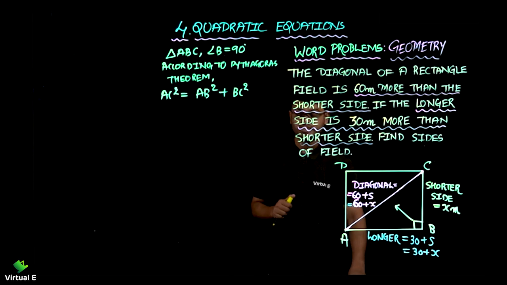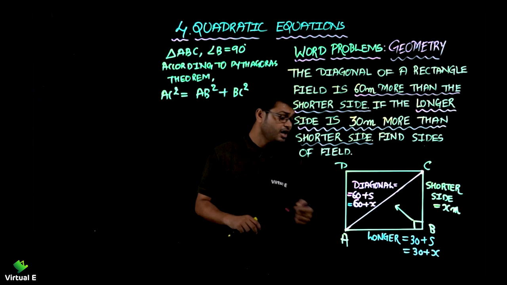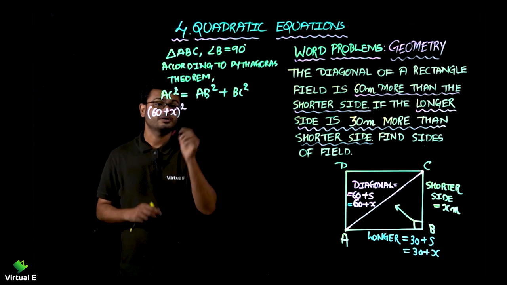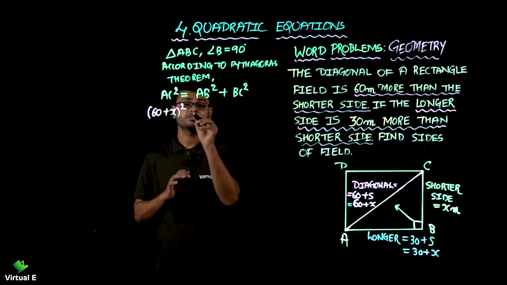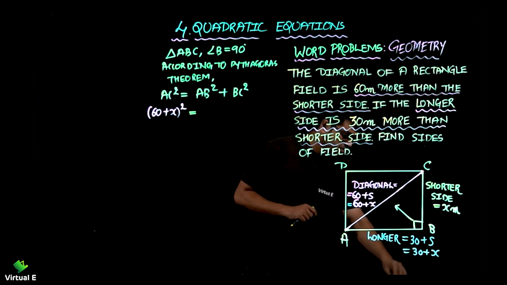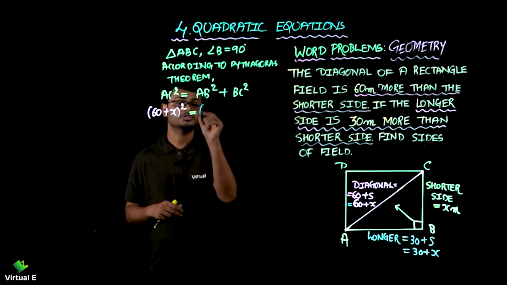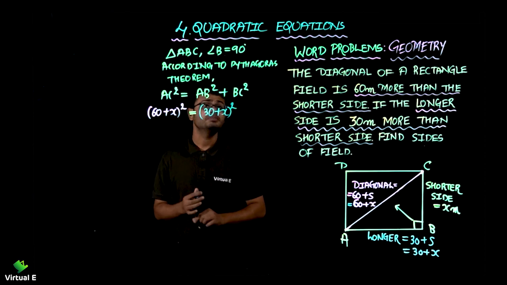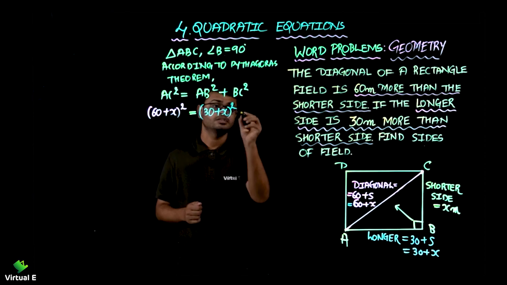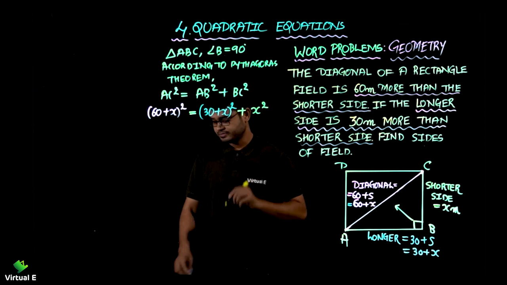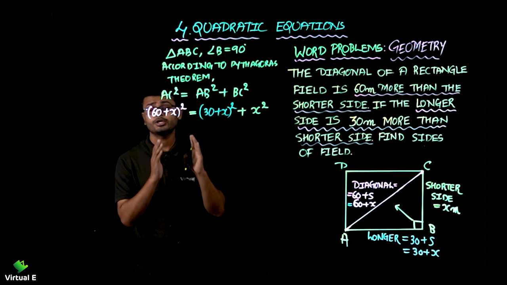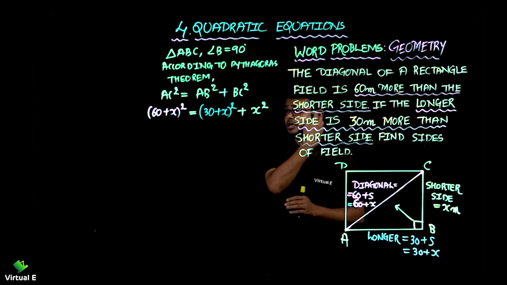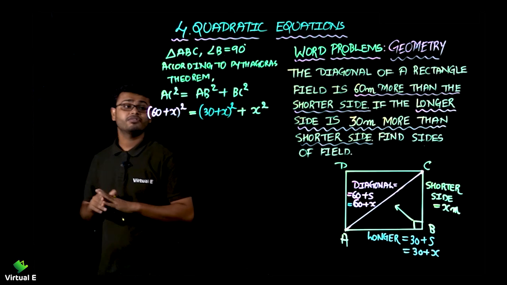Now let's substitute the values. The diagonal AC is the hypotenuse, so I will write (60 plus x) whole square. Then the equal sign. The value of AB is 30 plus x, but don't forget that we need to square it, so (30 plus x) whole square. Then BC square. BC is x, so plus x square. Now we are going to use the identity (a plus b) whole square for simplification.